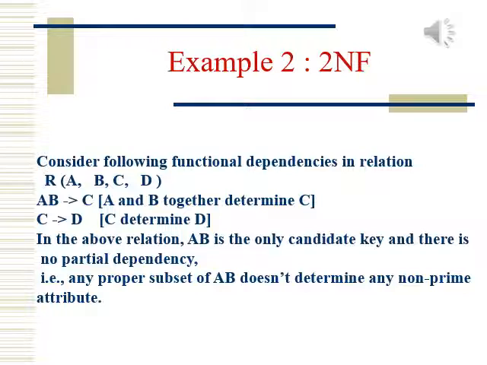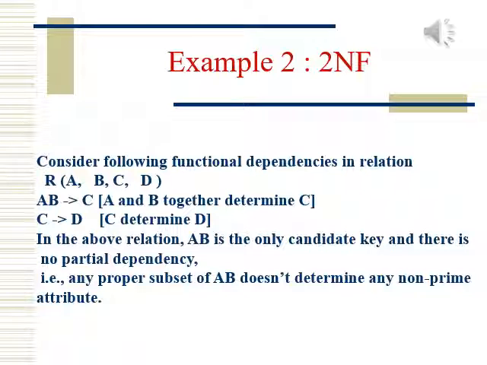So here is one more example of second normal form. Let's suppose a relation having 4 attributes A, B, C and D. That relation holds AB functionally determines C, that is, A and B together functionally determine C. B and C also functionally determine D.